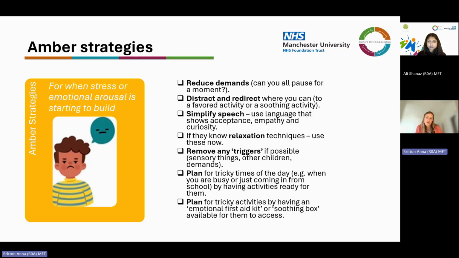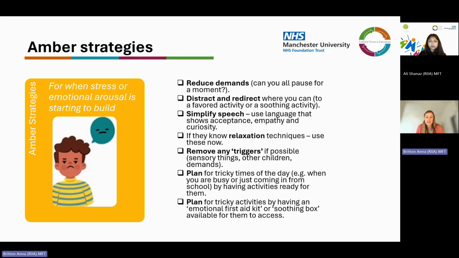And sometimes being quite curious and not assuming that you know what the young person's thinking and feeling is helpful too. Using relaxation techniques, any of those can be really helpful. Removing any triggers that might be contributing to the young person's escalation, especially things like other siblings, overstimulating items, screens, for instance, can be potential triggers, and any sensory things that don't need to be there.